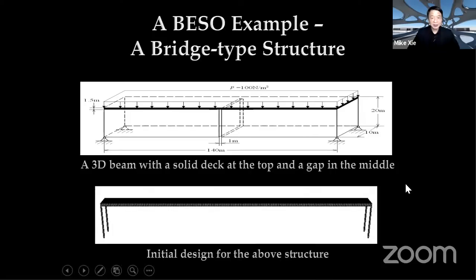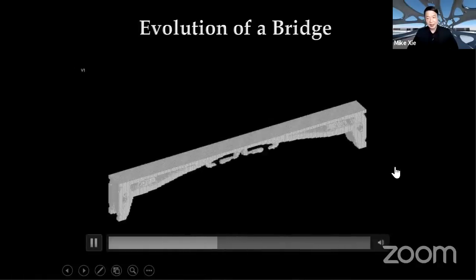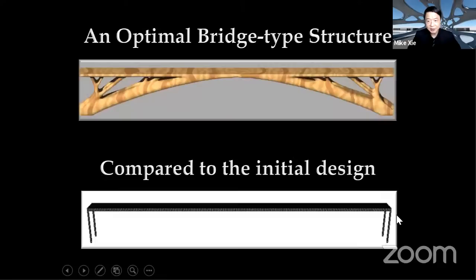The initial design could be very simple, as a beam with 4 columns, and all the rest can be determined by the computer using the simple idea of BESO. It starts to add material and then removes some of the earlier added material. If you look at this process, we're not doing simple local modification. It's not tinkering on the initial design.